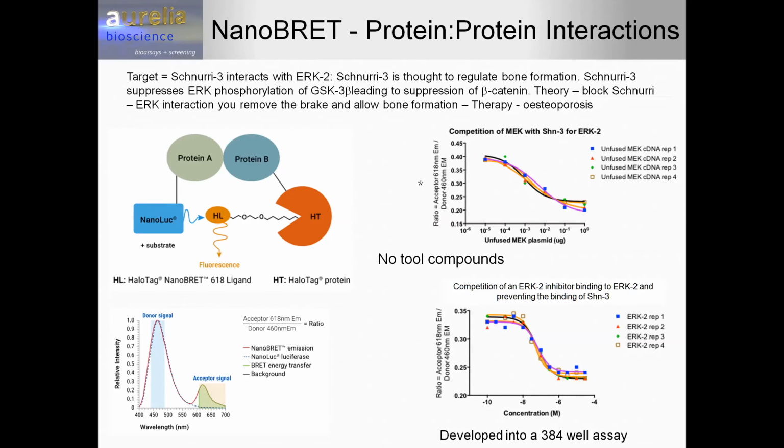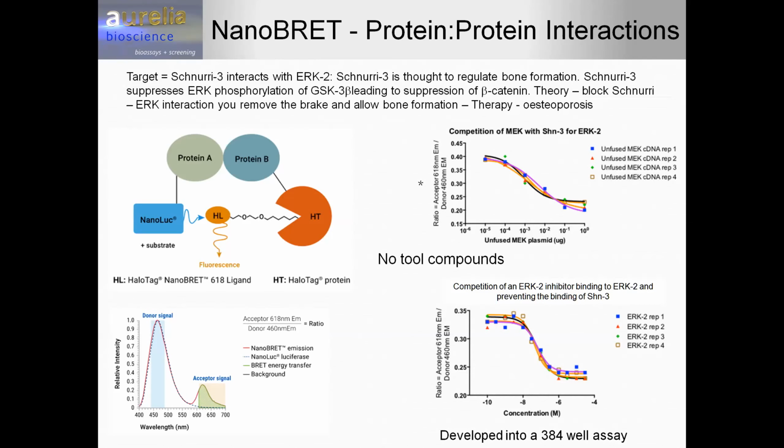So what we had to do is express and compete MEK with the SNORI and the ERK in the cells, because MEK will compete for interaction, and in that way will decrease the signal. So what I'm trying to show here is the reproducibility of the assay.